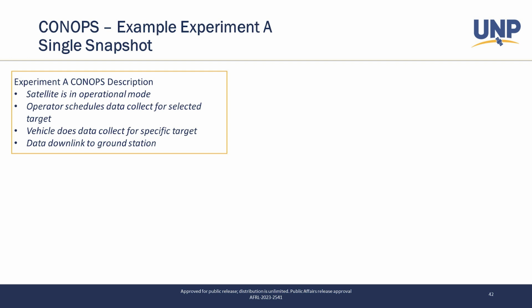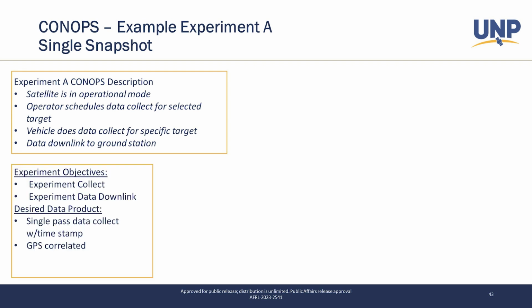So experiment A, ConOps description: we're going to have our satellite in an operational mode. We're going to schedule the data collects for targets. The vehicle will then collect data, and then the vehicle will downlink that data. So this is a high level overview. This is what we're trying to do, right? That aligns with our experiment plan.